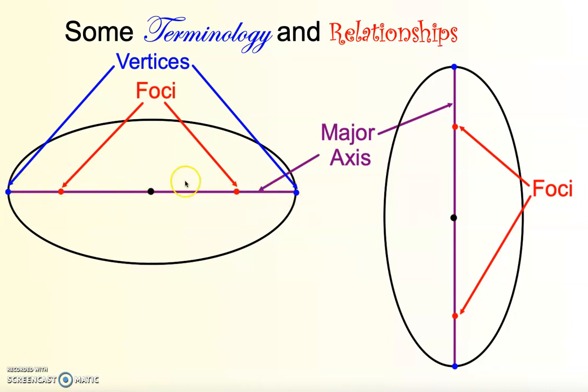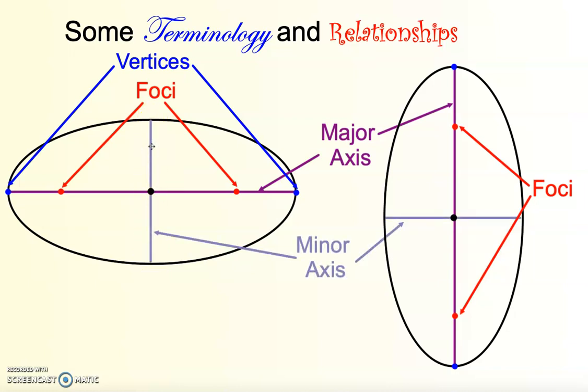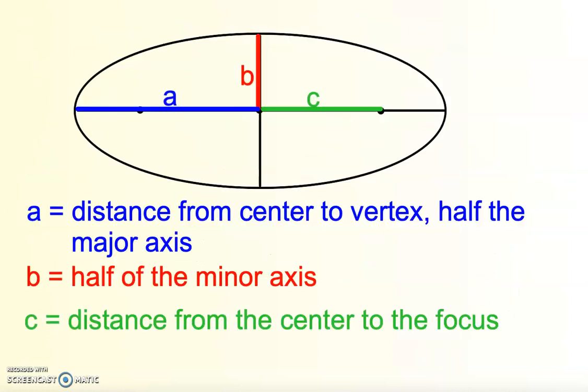It goes from side to side and it passes through the center. And then the shortest distance passing through the center is called the minor axis. And so you can see for horizontal and vertical ellipses, we have these names. And I'd like you to know the names because I'm going to use them a lot in this video. Okay, so let's take a look at some important ideas.